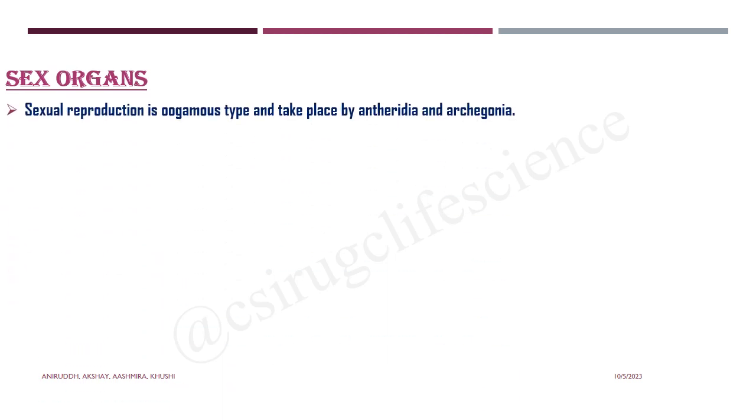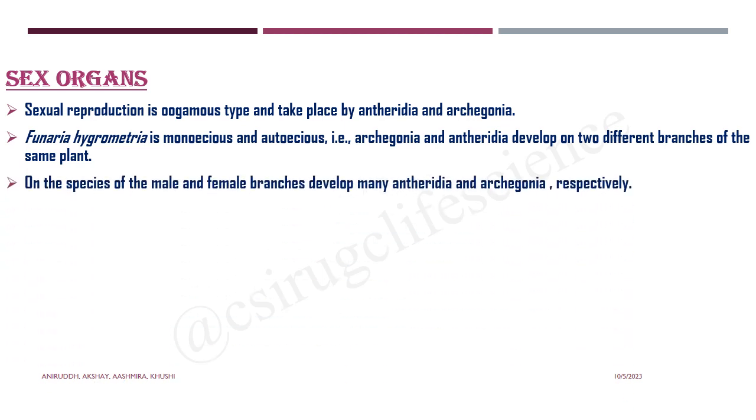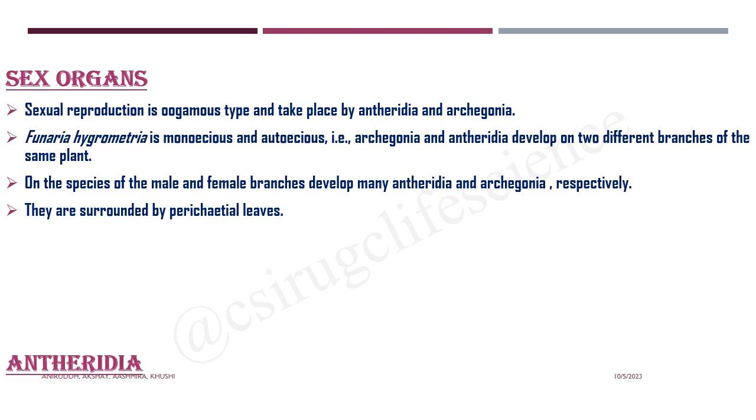Sex organs. Sexual reproduction is oogamous type and takes place by antheridia and archegonia. Funaria hygrometrica is monoecious and autoecious. Archegonia and antheridia develop on two different branches of the same plant. On the tips of the male and female branches, develop many antheridia and archegonia, respectively. They are surrounded by perichaetial leaves.